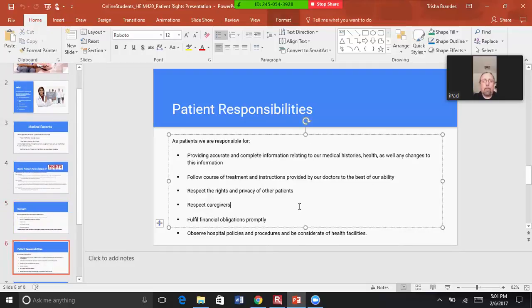The patient responsibility. It is your responsibility to comply with your doctor's orders, follow course of treatment and instructions, respect the rights and privacy of all other patients, respect caregivers, and fulfill financial obligations promptly. Observe hospital policies and procedures, and be considerate of healthcare facilities.